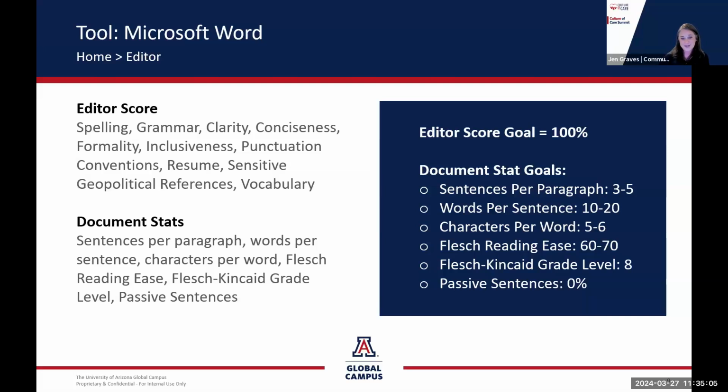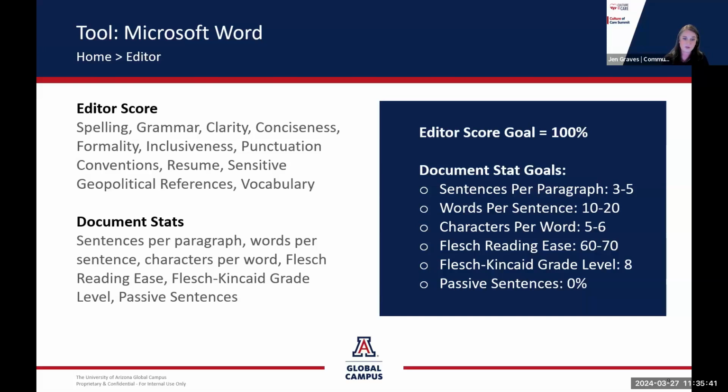Of course, you're going for an editor score of 100, gold star, but it's just a wonderful tool to bring your attention to areas where you could potentially improve. If you want to take it even a step further, there is document stats. At the bottom of the editor screen, if you choose document stats, you'll get the sentences per paragraph, the words per sentence, characters per word. Those are additional levels that you can take to evaluate your communication.